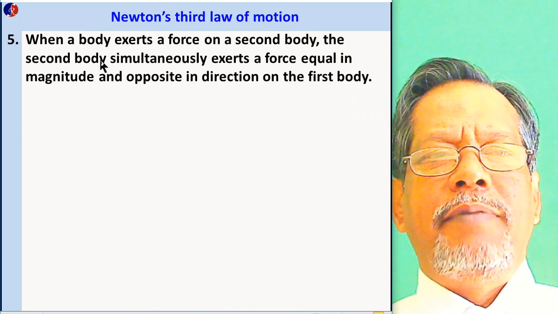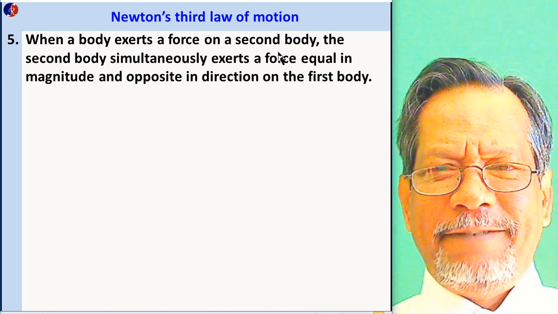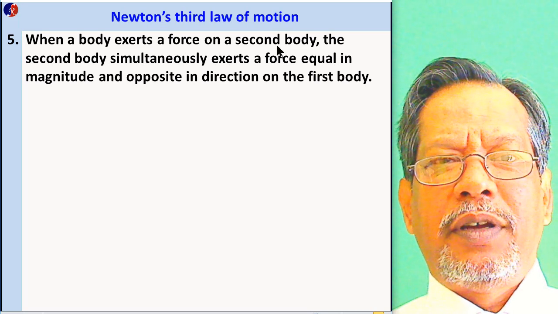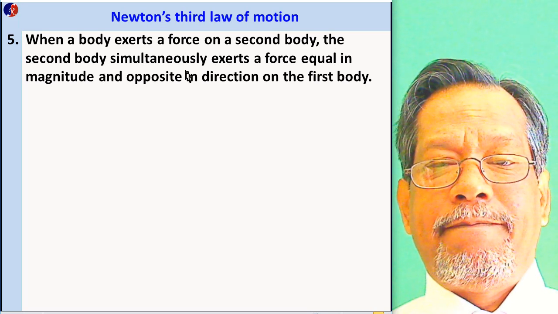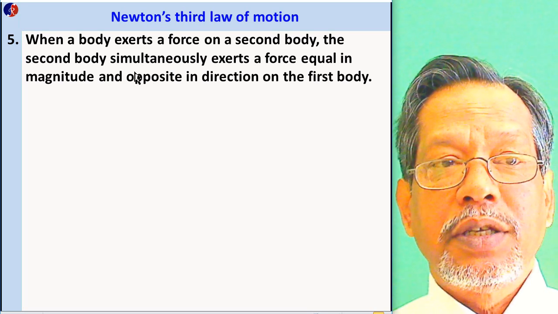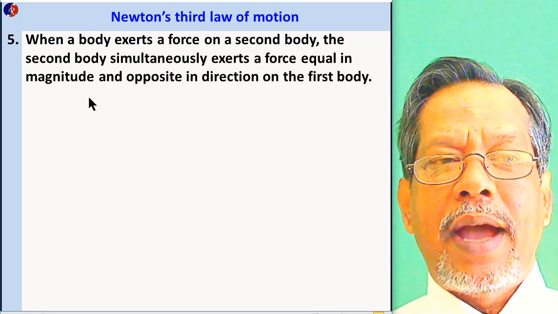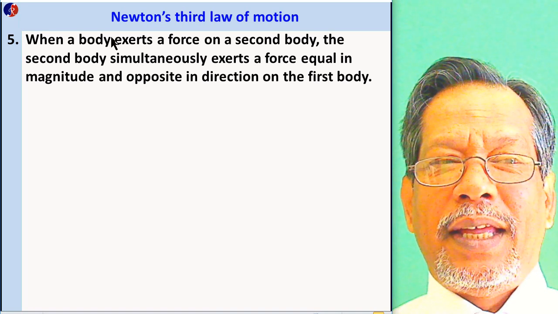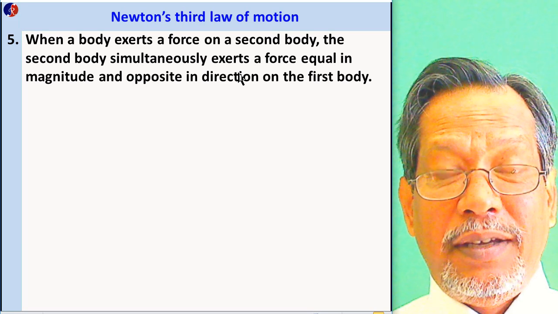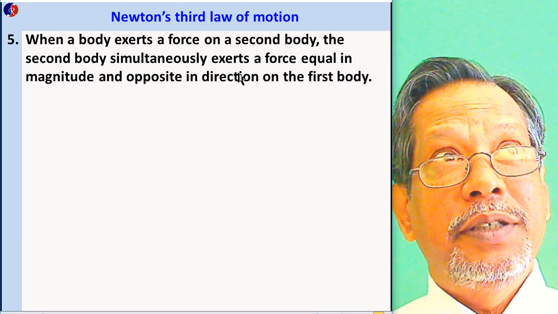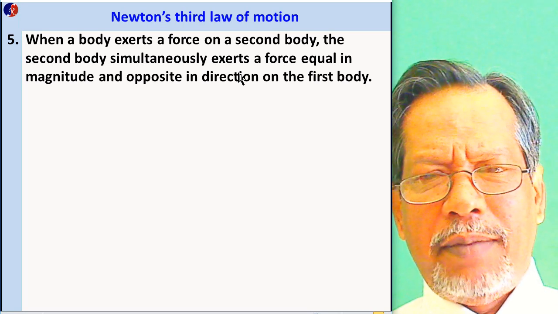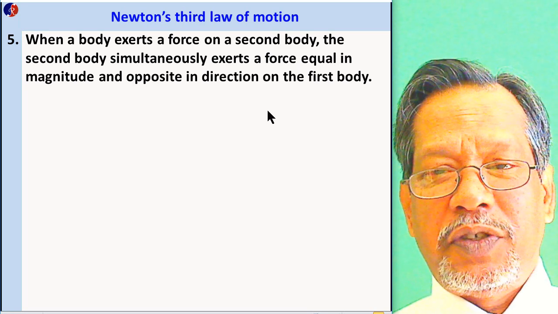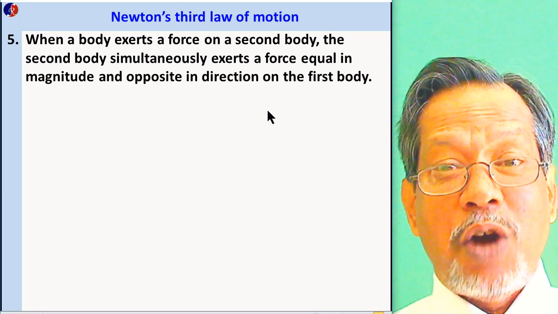Okay, let's go back to Newton's third law of motion. When a body exerts a force on a second body, one body, anything, any piece of matter, mass, exerts a force on a second body, the second body simultaneously exerts a force equal in magnitude and opposite in direction on the first body. Okay. You have to memorize this, because if somebody suddenly asks you, you say, oh, I know what it is. You cannot take 10 minutes to explain in your exam or interview. So you have to memorize this, but you have to know everything that's written here. You have to understand it. That's Newton's third law of motion.